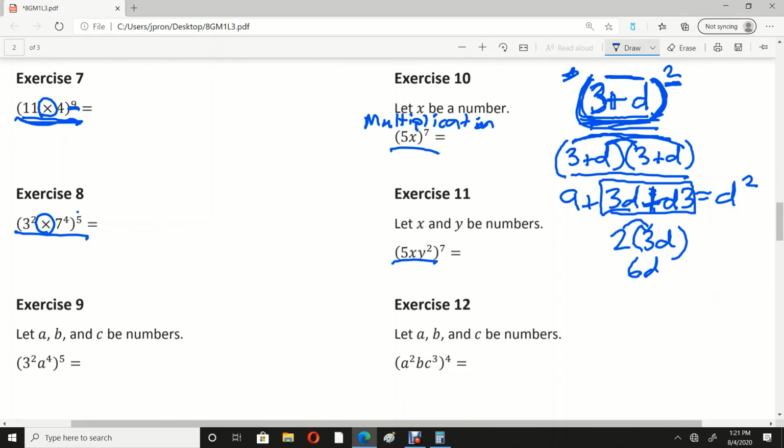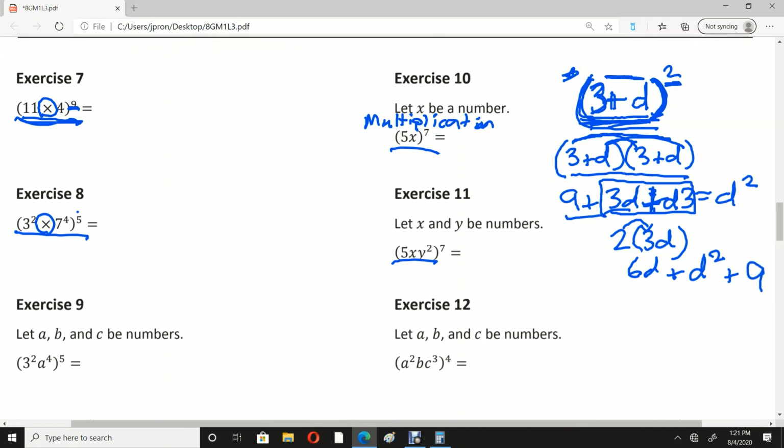plus d squared plus, we can't forget about this 9, okay? Don't forget about that too much. We don't do this a lot in this lesson, but I just wanted to show you that. So don't forget about it. You skipped it. That's great.